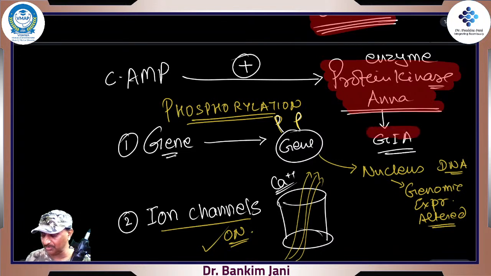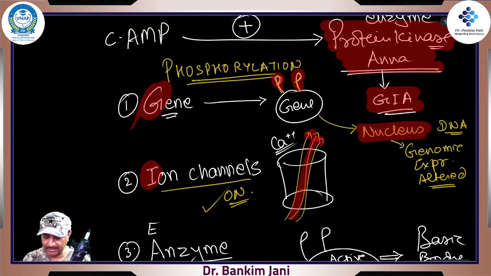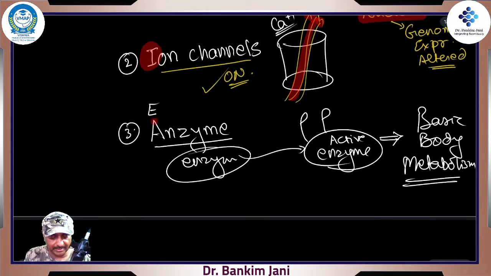Now he goes to the gene. He understands only one process, the process of phosphorylation. So these are given phosphorylation, this gene becomes active, the nucleus is active, and all the processes start. Again, in case of ion channels, those ions start flowing because now the channels are open. And the enzyme activates.